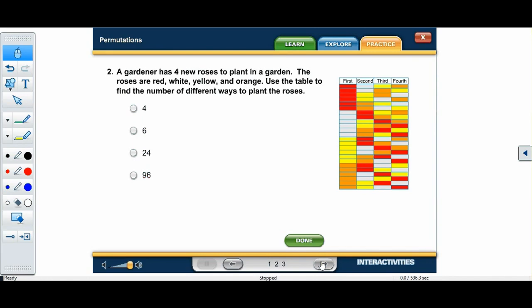A gardener has 4 new roses to plant. The table shows the different ways to plant. Roses red, white, yellow, and orange, because you can have different color roses. They're not just red. So how many different ways could he plant? Oh, goodness gracious. 1, 2, 3, 4, 5, 6, 7, 8, 9, 10, 11, 12. Looks like 24.